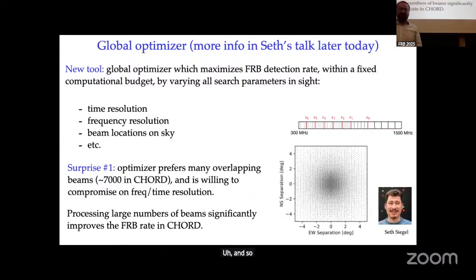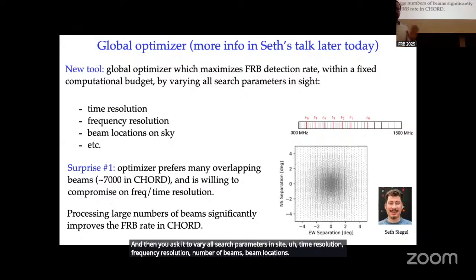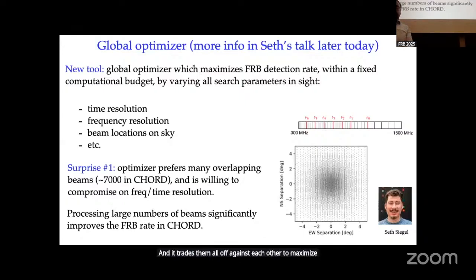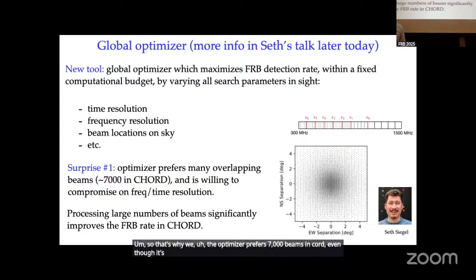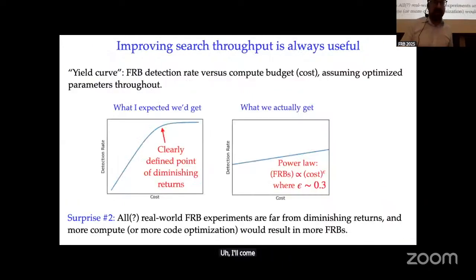The way it works is that you give the optimizer a computational budget, and then you ask it to vary all search parameters in sight, time resolution, frequency resolution, number of beams, beam locations, and it trades them all off against each other to maximize whatever function corresponds to your total happiness, maybe total FRB event rate. One surprise that we find is that the optimizer always prefers a huge number of overlapping beams and is willing to compromise in frequency and time resolution to achieve that. So that's why the optimizer prefers 7,000 beams in CHORD, even though it's a 500-dish compact interferometer. I'll come back to this in a minute.